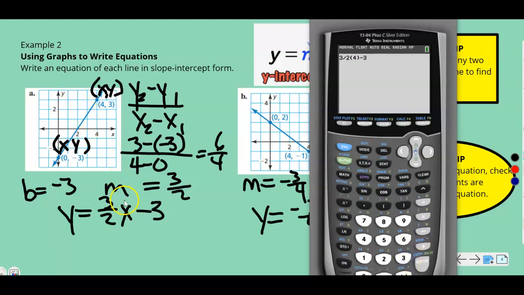And if this is a point on the line, when I hit enter, I should get 3 because our y value is 3. So y is 3. So that point is a solution. Let's go ahead and check the second point as well.